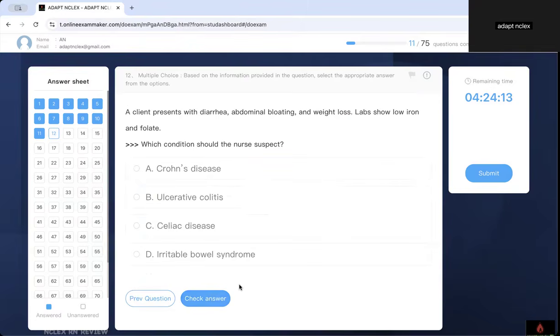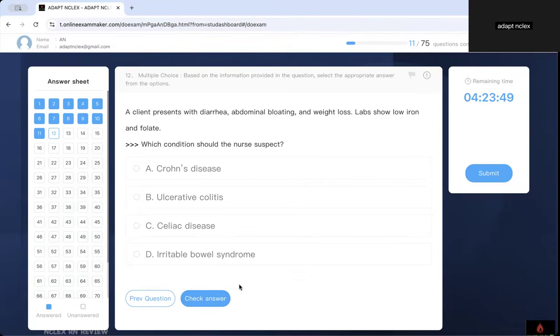Number 12. A client presents with diarrhea, abdominal bloating, and weight loss. And labs show low iron and folate. You see, we get into areas that are very, very important to make a diagnosis and figure out what is going on. Which condition should the nurse suspect?